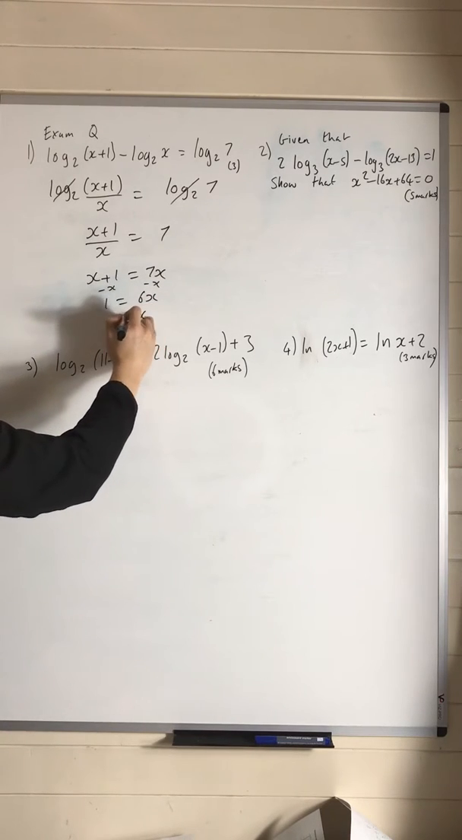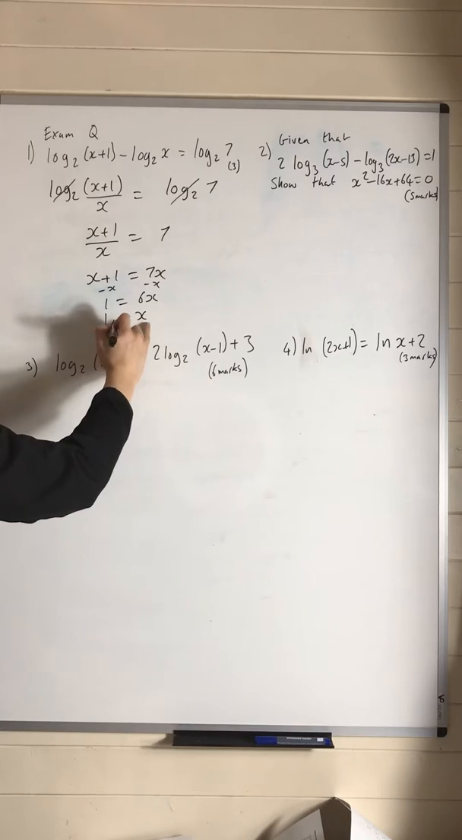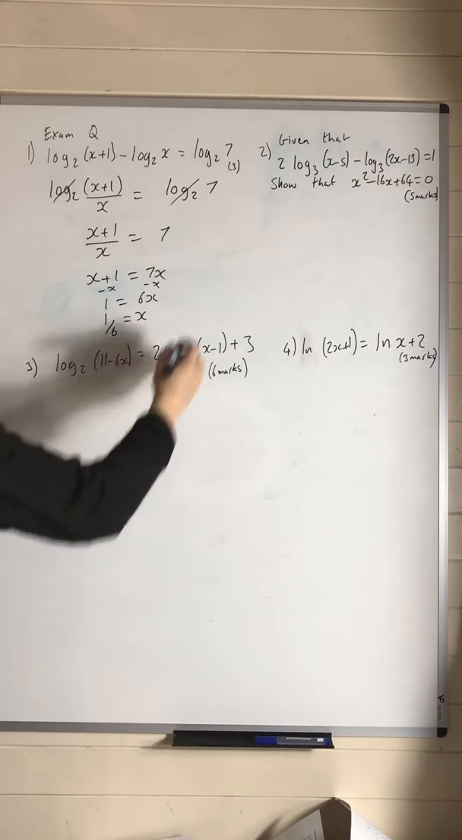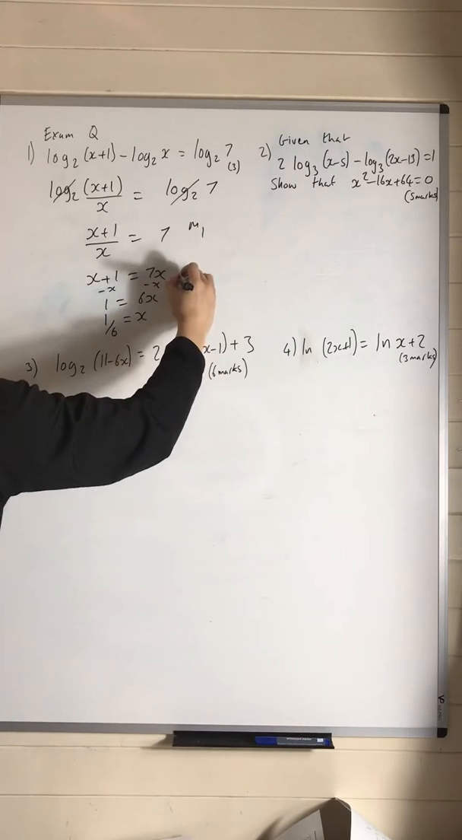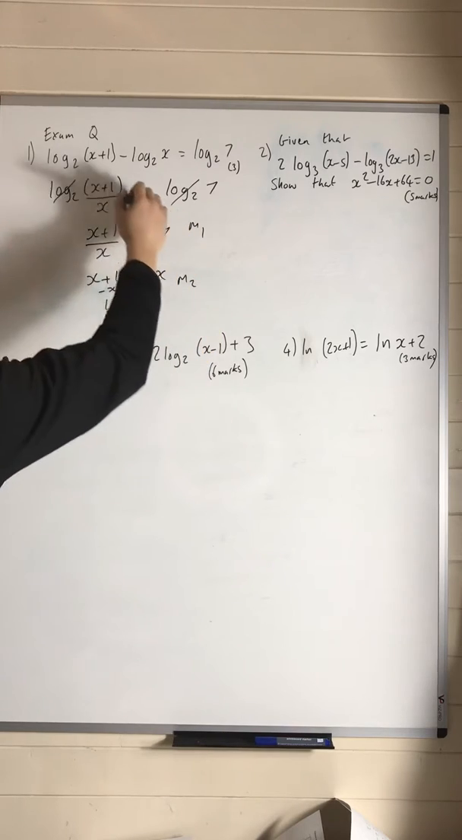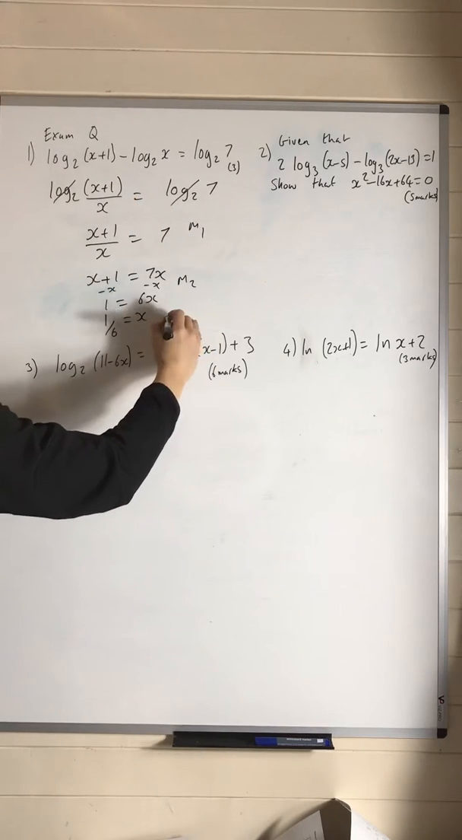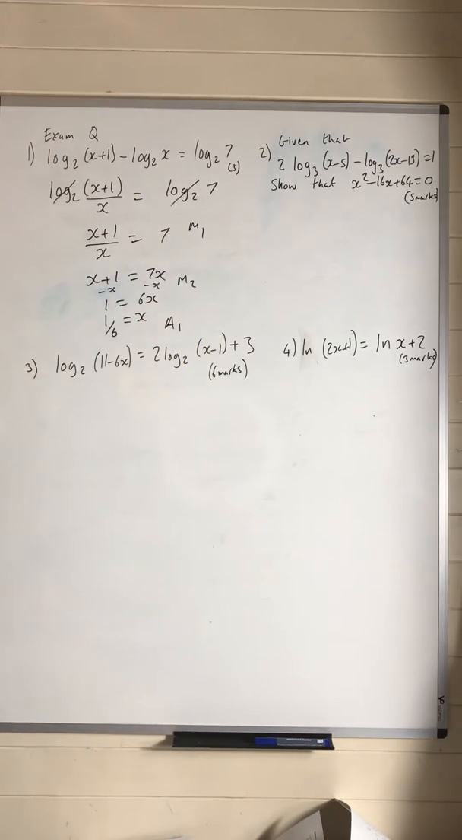So x must equal 1 over 6, and that will probably be roughly m1 here, m2 here, m1 for this section, m2, and that's your A1 mark. 3 straightforward marks.